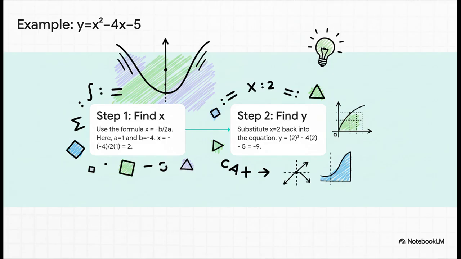Boom, that's our x-coordinate. Now, for step 2, we take that value, x equals 2, and we plug it right back into the original equation to find its y partner. So, y equals 2 squared minus 4 times 2 minus 5, which all works out to negative 9.